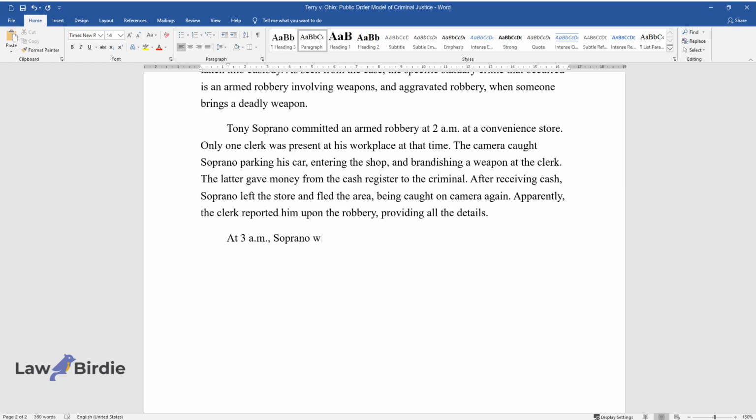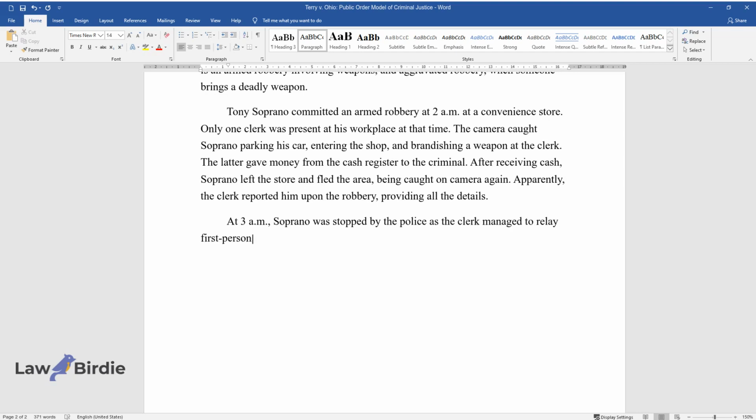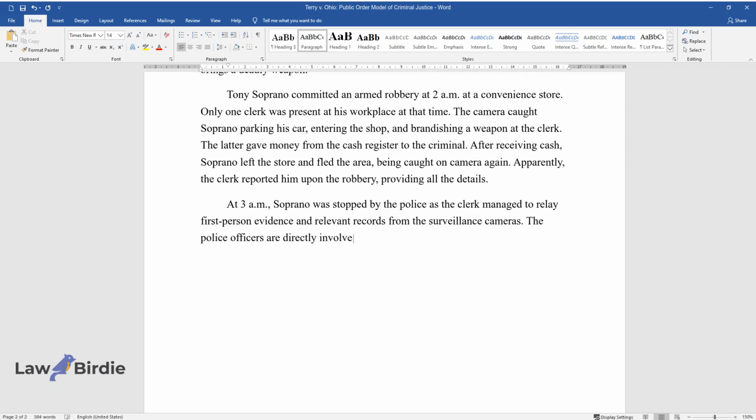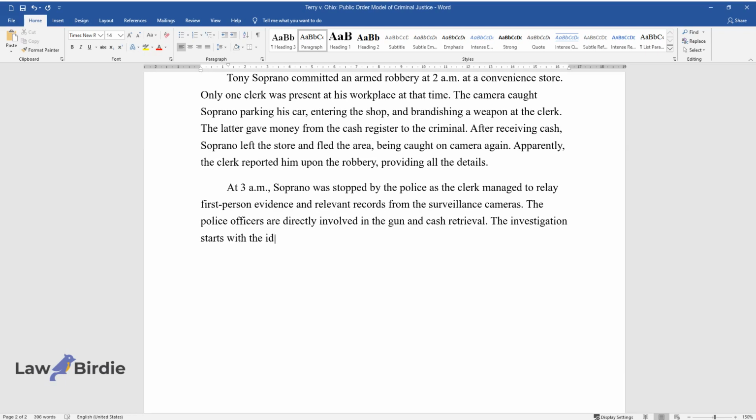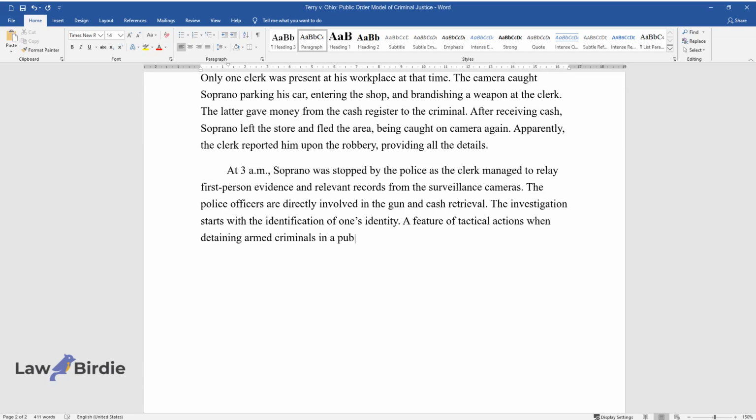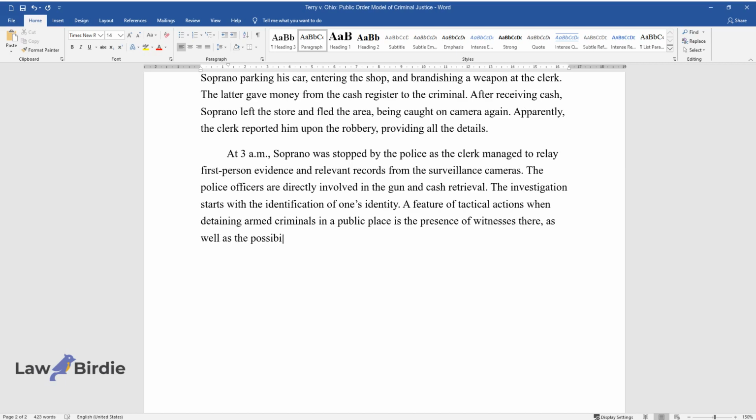At 3 a.m., Soprano was stopped by the police as the clerk managed to relay first-person evidence and relevant records from the surveillance cameras. The police officers are directly involved in the gun and cash retrieval. The investigation starts with the identification of one's identity. A feature of tactical actions when detaining armed criminals in a public place is the presence of witnesses there, as well as the possibility of their appearance.